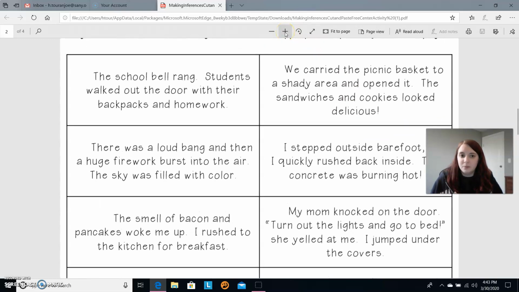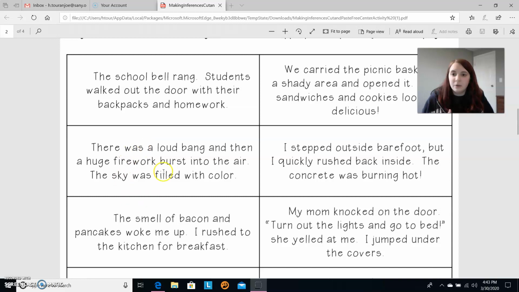Okay, I'm going to zoom in a little bit. Now we're going to do the next one. There was a loud bang, and then a huge firework burst into the air. The sky was filled with color. Well, the text says there was a firework in the air. I've been to parks and fairs and things, and I've never seen fireworks in the daytime. So, knowing from my schema and from the text saying fireworks, this one probably takes place at night.